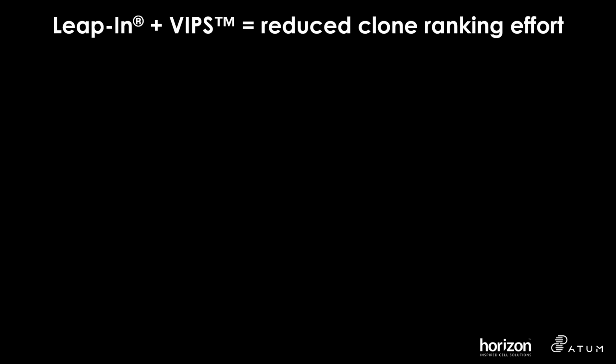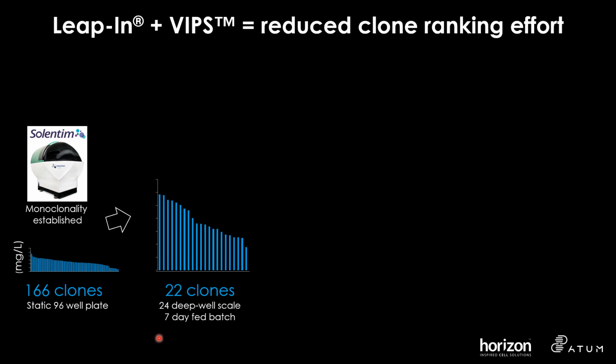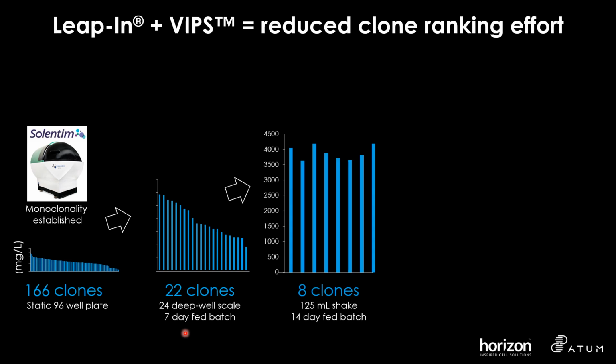So what does that screening look like? We use the Solentum VIPS instrument to help us with this. In this example, we screened 166 clones in static 96 well plates. We took the top 22 to deep well 24 well format in a 7-day fed batch. The top 8 clones were chosen for shake flask studies.